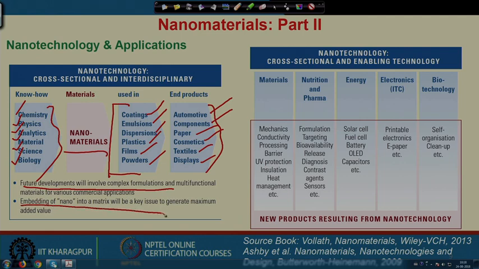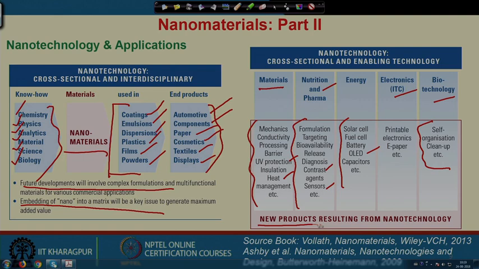Embedding nano into a matrix could be a key issue for generating maximum added value, as well as for material, nutrition and pharma, energy, electronics, biotechnology. We can think about all these different types of application, including OLED, sensor, contrast, UV protection, heat management, self cleaning, and these are the new products resulting from nanotechnology. You can see the spectrum of application areas and product development. So, there is a large opportunity for these nanomaterials and nanotechnology.